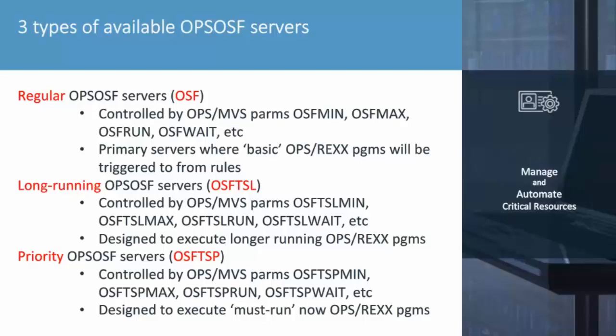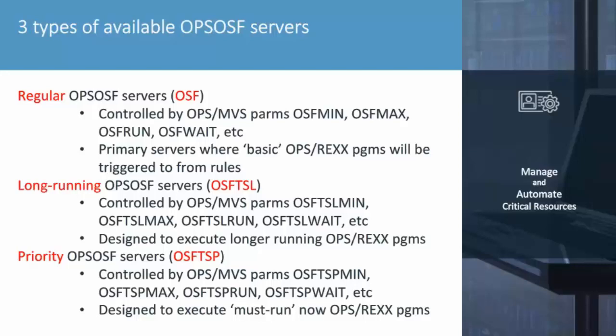Long-running servers, or OSF TSL servers, are controlled by similar parms but begin with OSFTSL. These types of servers are designated to execute longer running programs, as they would have higher time limit parms as defined by their OSFTSLRUN and OSFTSLWAIT parm values. Long-running programs may include logic that issue WTORs and prompt for a manual reply, or a series of complex and detailed system commands that are manipulating the response of many different types of commands.